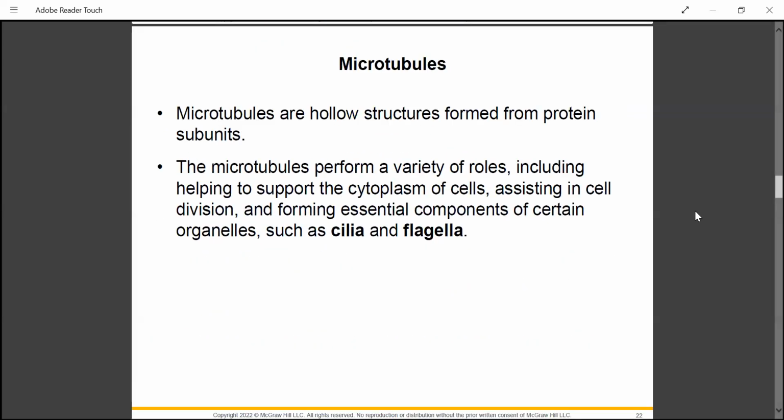Okay, first we'll talk about microtubules. These are hollow structures formed from protein subunits. The microtubules perform a variety of roles. This includes helping to support cytoplasm or give the cytoplasm structure. They can assist in cell division. They help form essential components of certain organelles such as cilia and flagella, which are two different types of external structures.